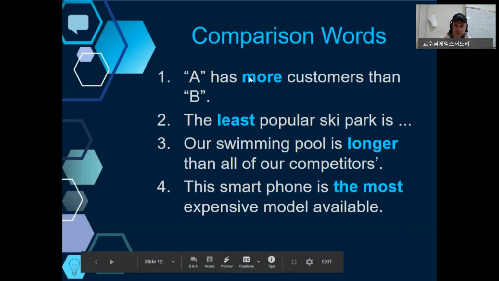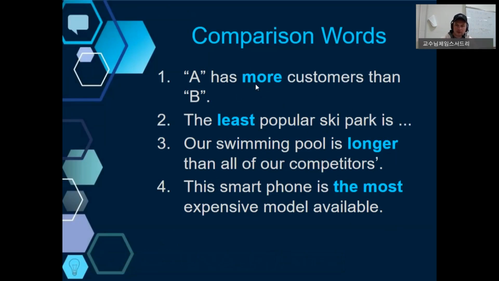Let's try that again, this time with stretching. A has more customers than B. The least popular ski park is. Our swimming pool is longer than all our competitors. This smartphone is the most expensive model available.